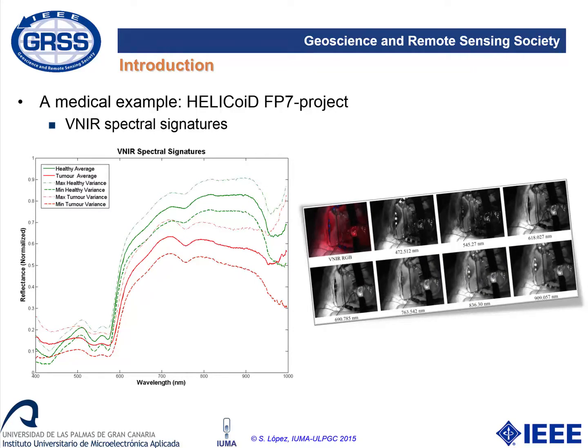But if we go to the visible and near infrared range, VNIR, and plot again these spectral responses, we can see that in this part of the wavelength we have strong differences between the healthy and unhealthy tissue, and these are the differences that are in fact helping us to distinguish between these two cases.